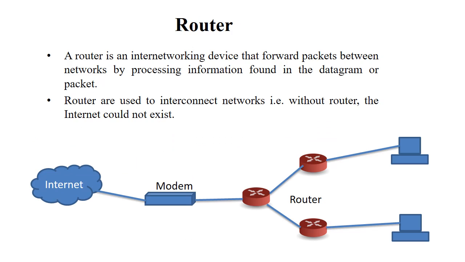Next, router. A router is an internetworking device that forwards packets between networks by processing information found in the datagram or packet. Routers are used to interconnect networks; without routers the internet could not exist. So the router is the most important part of the internet or a network. Here is the diagram of a router.